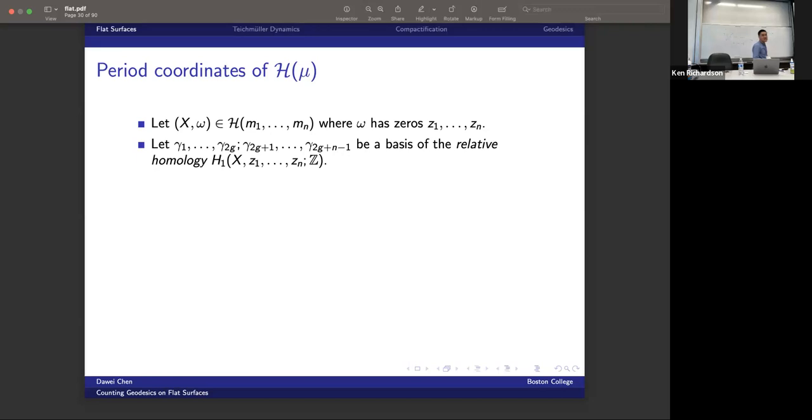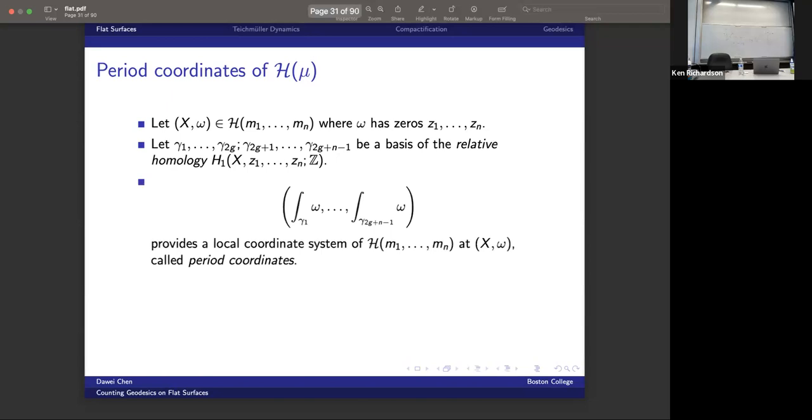All right. Once I have this basis for the relative homology, I also get this differential one form omega. What can we do? Well, we just integrate the one form against the path. So integrate omega against this basis gamma 1 up to gamma 2g plus n minus 1. I get 2g plus n minus 1 complex numbers, because omega is a holomorphic one form. I claim they actually provide a local coordinate system of the moduli space at this object x, omega, a point of the given type in this moduli space.